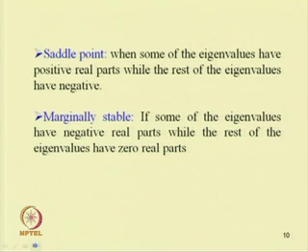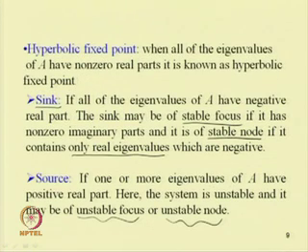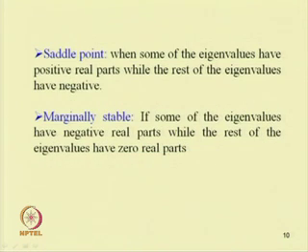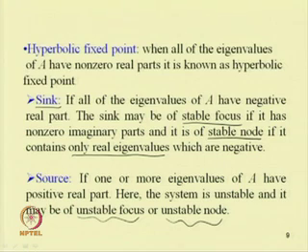Similarly, a saddle point: when some of the eigenvalues have positive real parts while the rest of the eigenvalues have negative real parts, then it will be a saddle point. So, in case of the source, if one or more eigenvalues have positive real part, this is a source, and in case of a saddle point, some of the eigenvalues have positive real parts while the rest have negative real parts. The system can be called marginally stable if some of the eigenvalues have negative real parts while the rest of the eigenvalues have 0 real parts. So, these are different terminology for the equilibrium points.